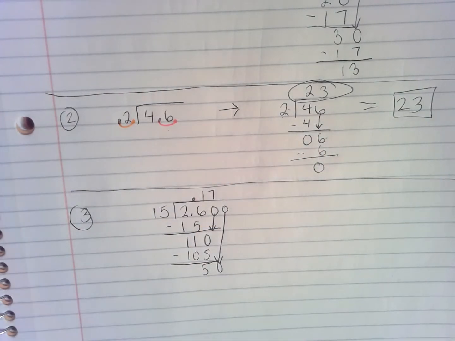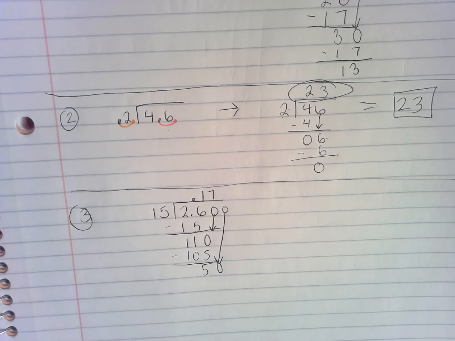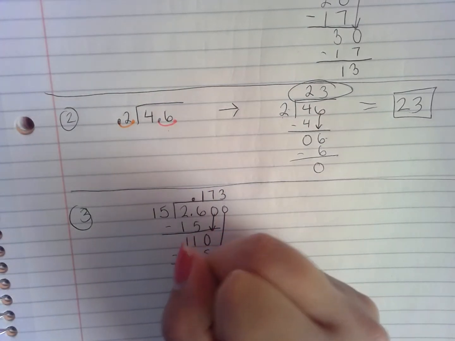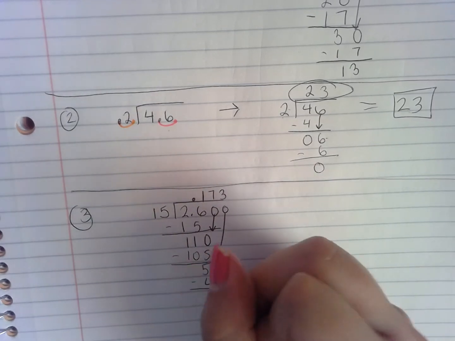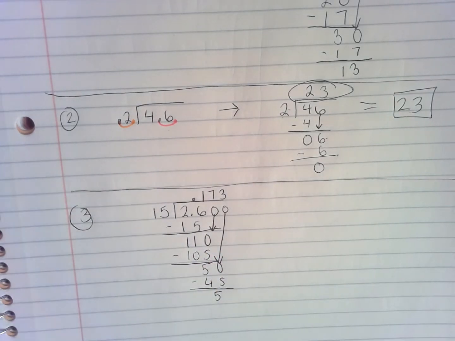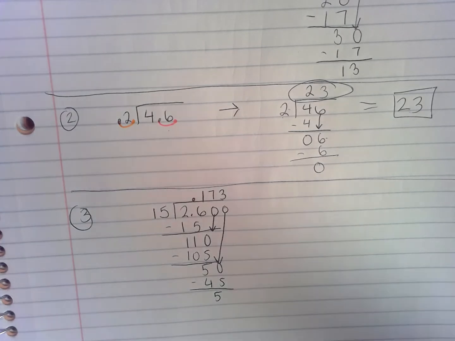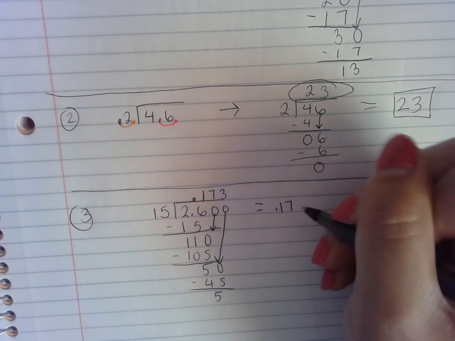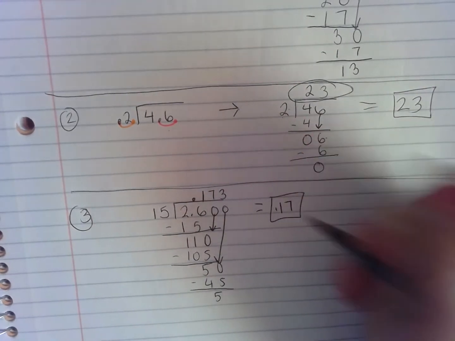Bring down that 0. That's going to give me 50. So I need to figure out how many times does 15 go into 50. Well, I know that 15 times 3 will give me 45. And 50 minus 45 would just give me 5. Like I said, it's going to be a continuous pattern. There's never going to be a whole answer here. So we're just going to leave it as 0.17 because we're just rounding to the hundredths place.